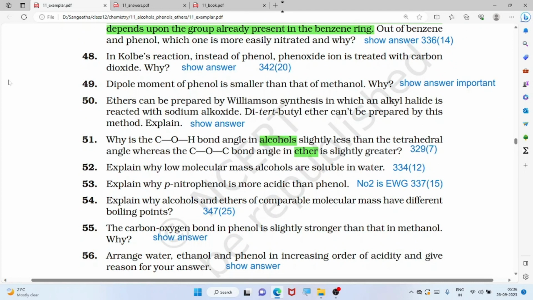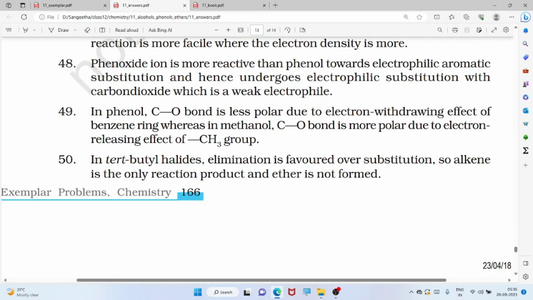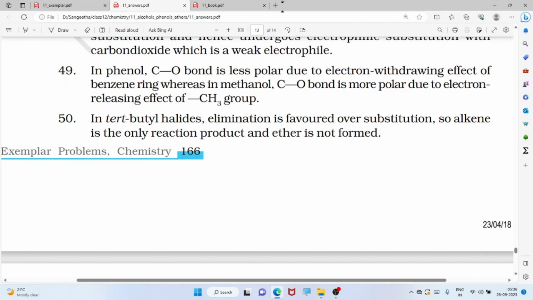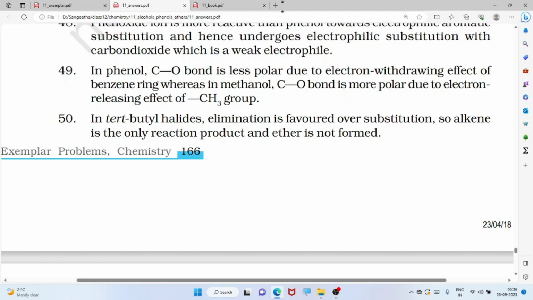The dipole moment of phenol is smaller than that of methanol. In phenol, the C-O bond is less polar due to the electron withdrawing effect of the benzene ring with resonance. In methanol, the C-O bond is more polar due to the electron releasing group. Methanol has an electron releasing group, so it is more polar, but in phenol due to resonance it is less polar.